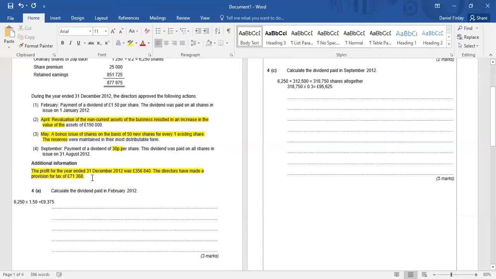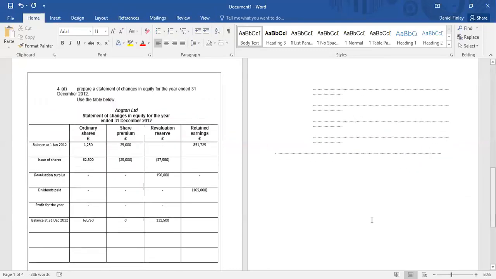So 356,840, take away 71,368, and we get 285,472. So that's going to be my profit for the year, and that's going to increase my retained earnings. So 285,472. So we can now add this column together and get 1,032,197. So I guess the thing to remember is there's no more initial shares, and if it's a bonus issue, it doesn't change the equity. So the total for that row should be 0.